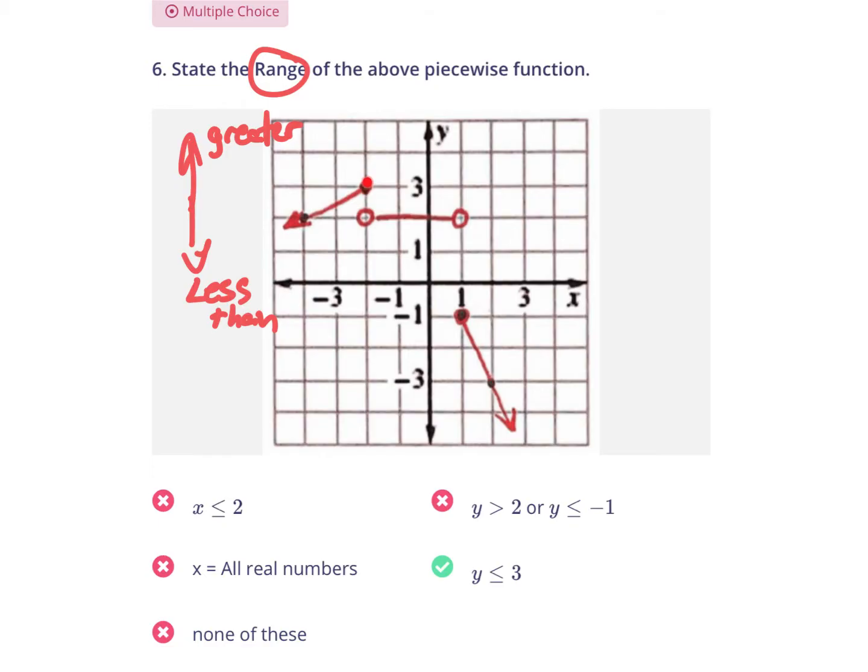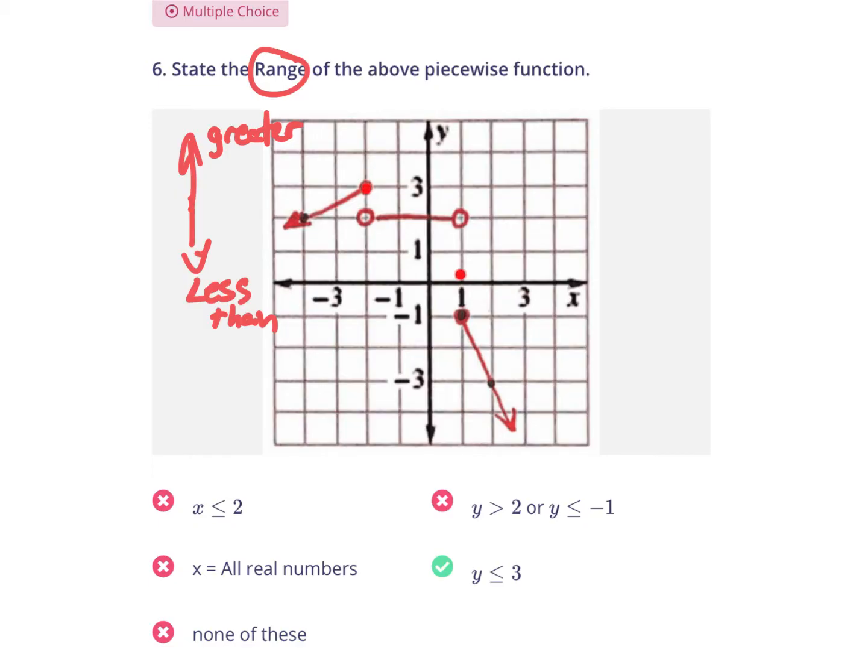Right here, it's from this point down. And this goes down forever. Even though it goes to the left, it goes down forever. And this one also goes down forever. If this one were going down and this one were going up, then yeah, range would be all real numbers. So y equals all real numbers. But we know that that is not the case here.